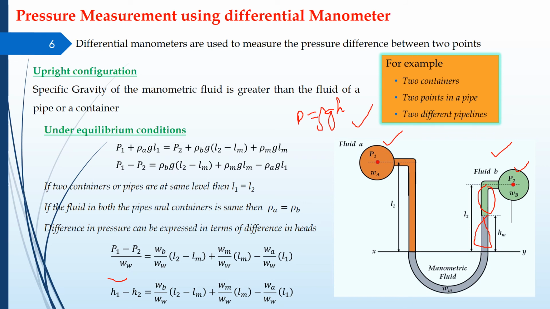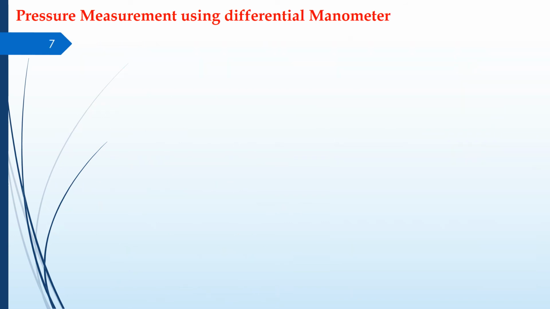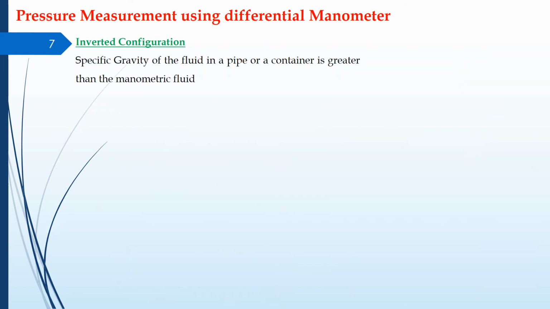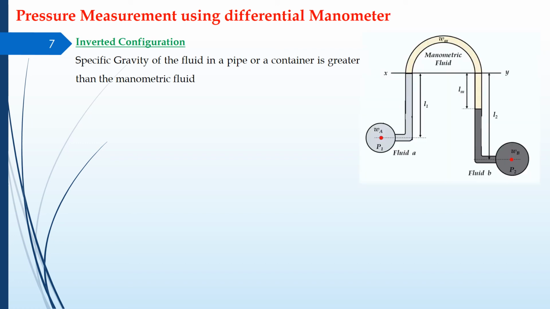Similarly, we have another configuration. So this is basically the inverted configuration, wherein the specific gravity of the fluid in a pipe or a container is greater than the manometric fluid. What I mean to say is that the manometric fluid will be lighter in this particular case, and so it will tend to rise, and the specific gravity of the fluids which are to be measured will be more in comparison to the manometric fluid.